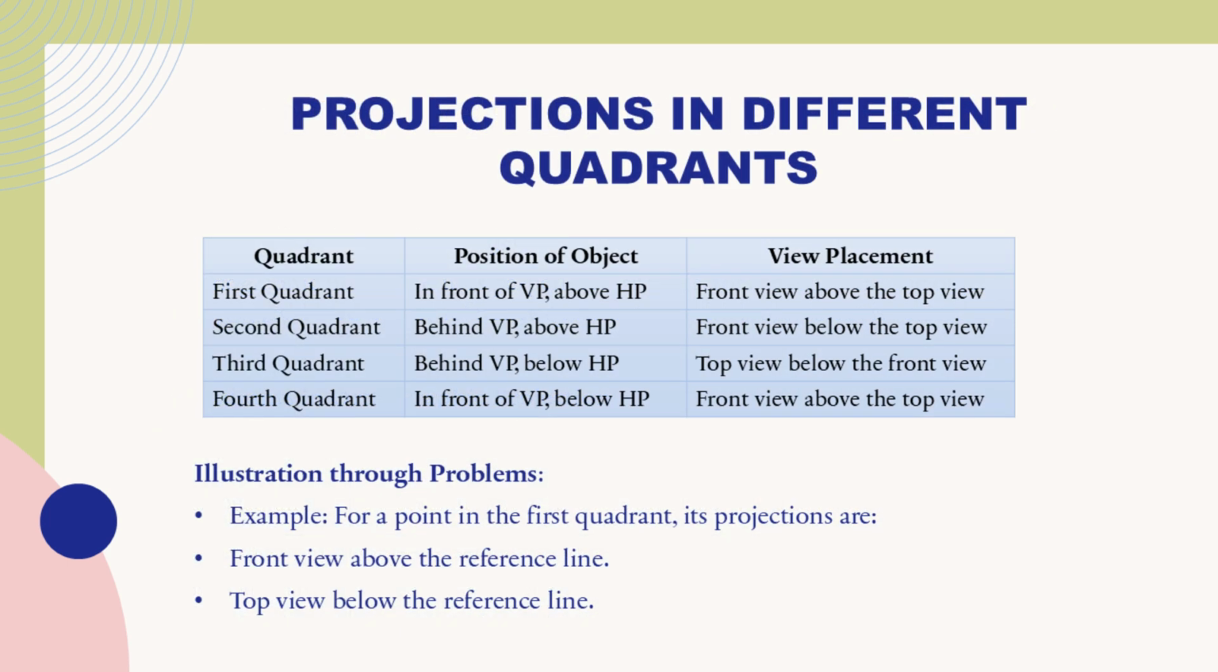Let's dive deeper into quadrant projections. In the first quadrant, an object is in front of the vertical plane and above the horizontal plane. Its front view appears above the top view. The second quadrant places the object behind the vertical plane, but still above the horizontal plane. Each quadrant offers a unique spatial relationship, helping engineers precisely map an object's position and orientation.